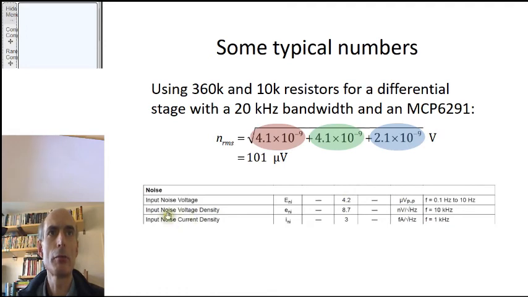The MCP6291 has an equivalent input noise voltage density of 8.7 nanovolts per root hertz and the input noise current density is a tiny 3 femtoamps per root hertz. It's really not going to be an issue in any circuit that we're going to build with sensible values of resistors around it. That would suggest that for this differential amplifier, we could simplify the analysis quite a bit, just consider these sources and end up with a total of 101 microvolts RMS of noise in a 20 kilohertz bandwidth.